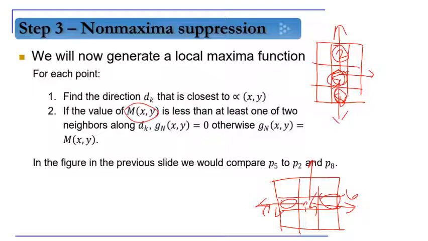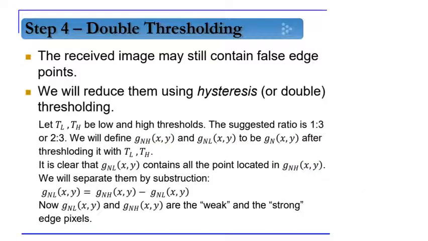But still our work is not done, because the resulting image may still contain some false edge points. Even after performing non-maxima suppression, there is a possibility that the image may contain false edge points. So we have to remove all the false edge points and keep only the true and strong edge points present in the image. Then only will I get the exact edges in the image. So we go to the fourth step, which is called thresholding.